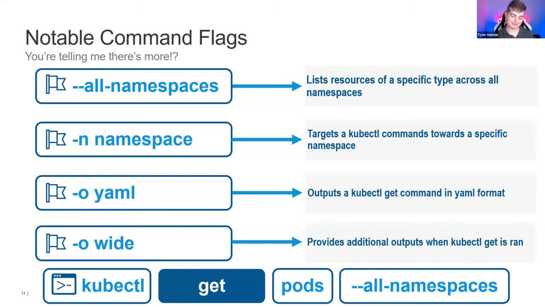Anyways, we talked about these first two flags: all namespaces, and then -n if you want to perform a configuration against a specific namespace or do a get against a specific namespace. But two other flags that I would keep in mind are -o yaml and -o wide. Basically, what these flags are about is dictating how you want a command to be outputted.